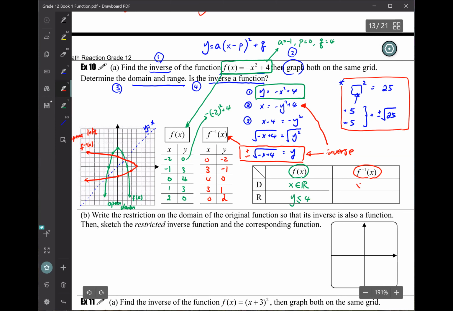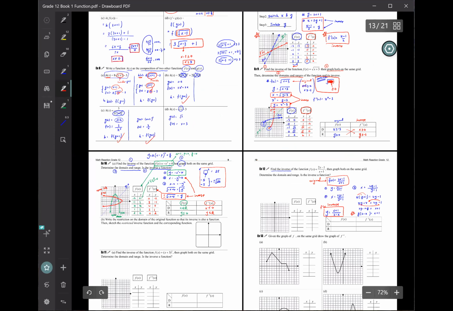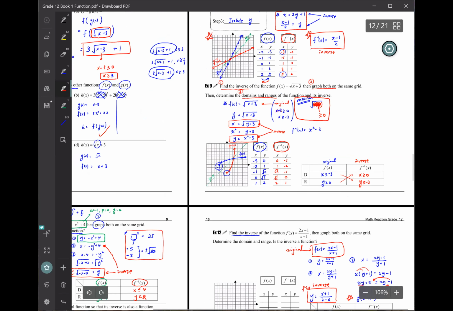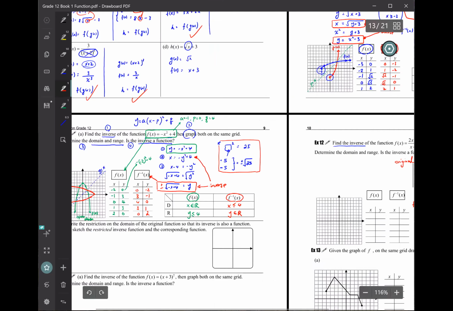X is smaller than or equal to 4, and then y is all real numbers. Yeah, very good. Okay, so just like the last question, right? For the previous one, domain and range got swapped over. So it used to be domain, it becomes range. When it's inverse, used to be range, becomes domain. So same thing with this one.